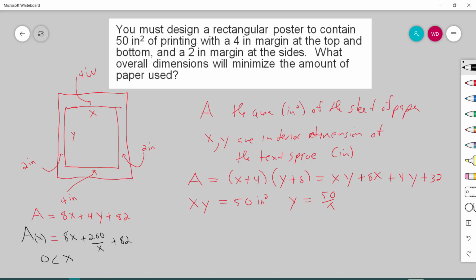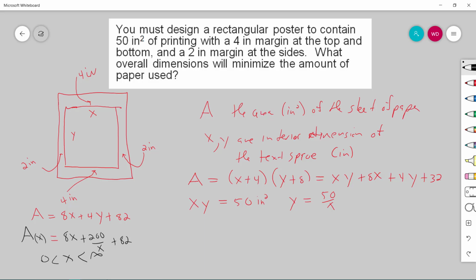Now, an interesting question is, could it be any number I like? Could x be, say, 1,000, 2,000, 3,000? Yeah, actually it could. It would just be an incredibly long piece of paper whose overall height would be really close to 8 inches. So there is no upper bound on what x could be. So this is a continuous function on the interval I gave you, but it's not on a closed interval, so I'm not guaranteed there's a max or a min.